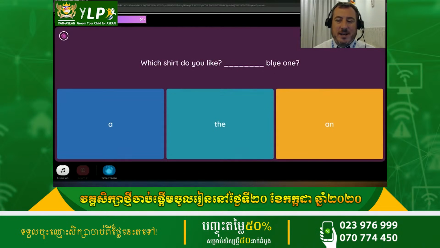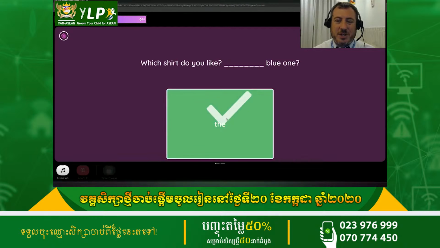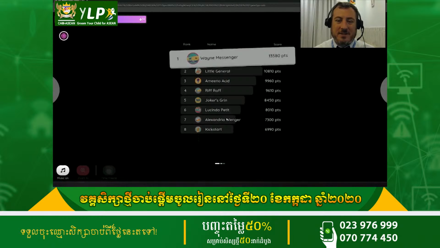Which shirt do you like? I like the blue one. I think maybe there's only one blue one, so it must be "the." Which shirt do you like? The blue one. Excellent.